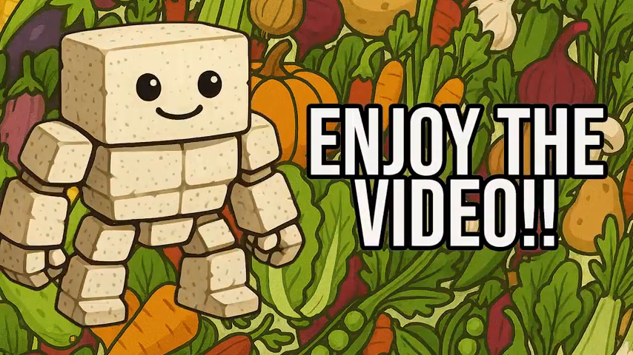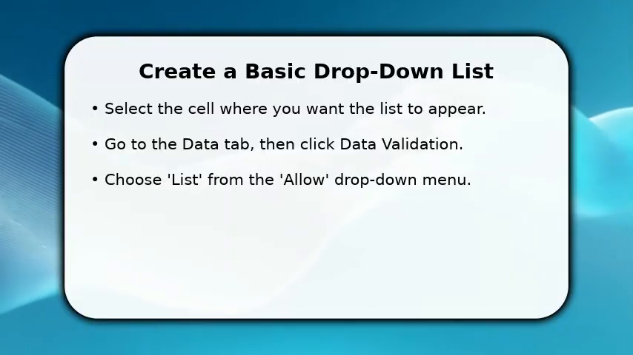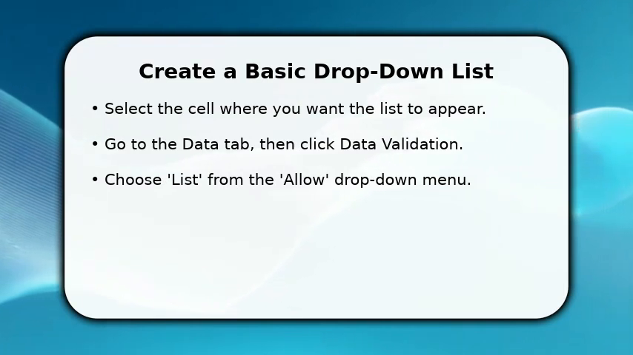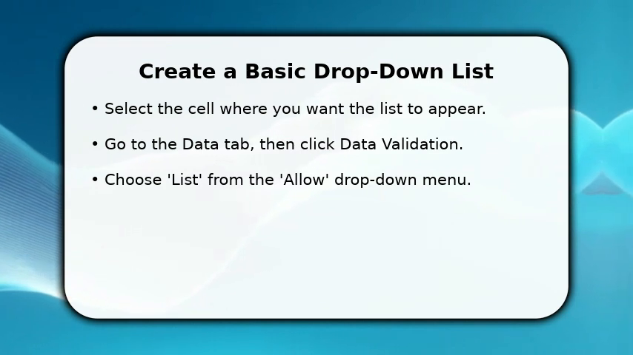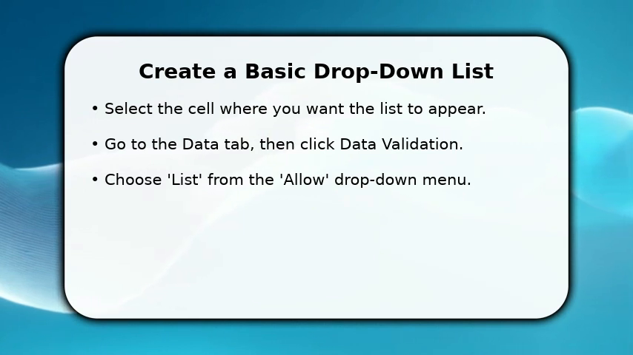Please enjoy the video. In this video, I will explain how to create a drop-down list in Excel. First, select the cell where you want your list to appear. Then, navigate to the Data tab on the ribbon and click on Data Validation.